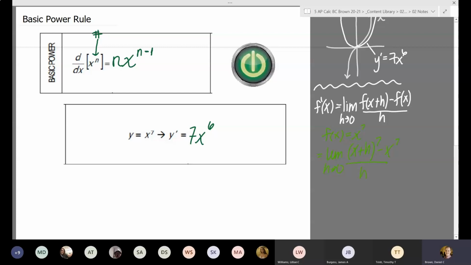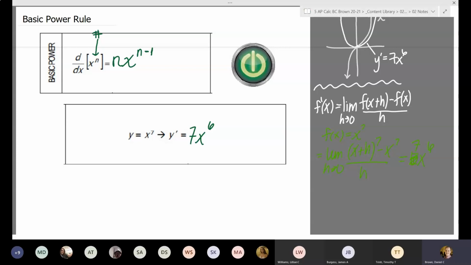Really gross to FOIL out, but if you FOIL that out, simplify, cancel some things out, and reduce it, you would get 7x to the 6th power. We'll look at an example later on where you can prove it to yourself that that's where it's coming from. This is also where you didn't realize you were doing a derivative when you were doing limits, but some of those limit questions were actually derivatives. You just didn't know it at the time.